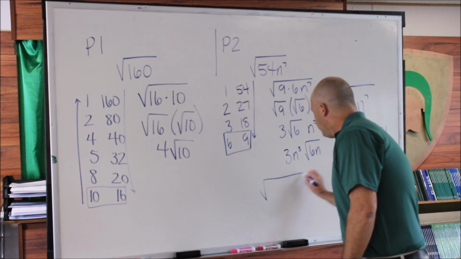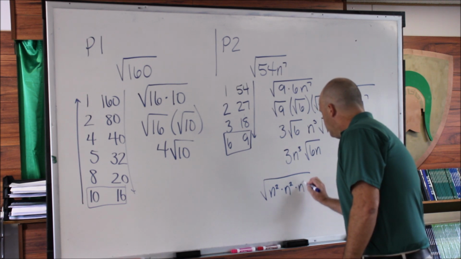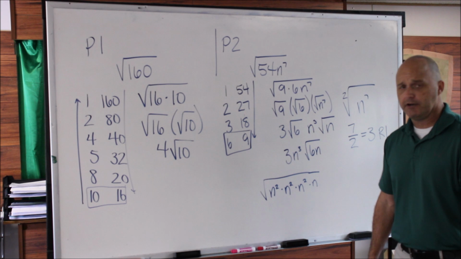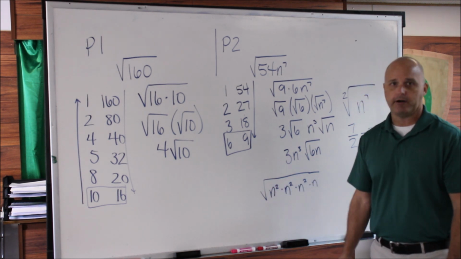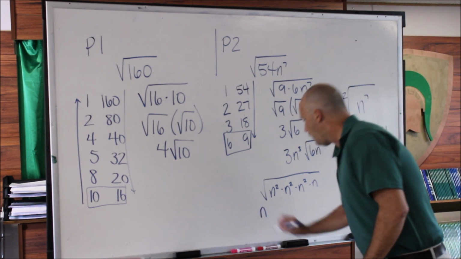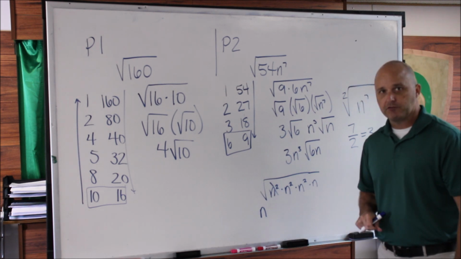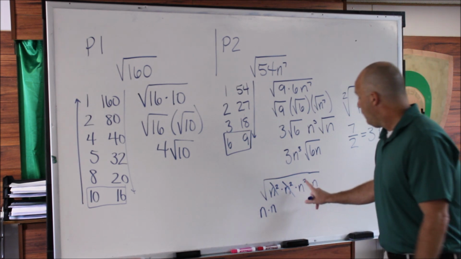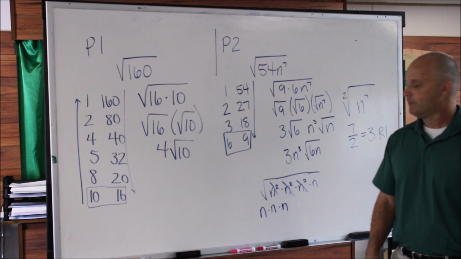You've got the square root of n squared times n squared times n squared times n. So here's what you can do with this. You can say, I've got a square root of n squared. Well, what's the square root of n squared? It's n. So I can pull 1 n out. What's the square root of n squared? It's n. So I can pull that one out. What's the square root of n squared? It's n. So that one can come out.